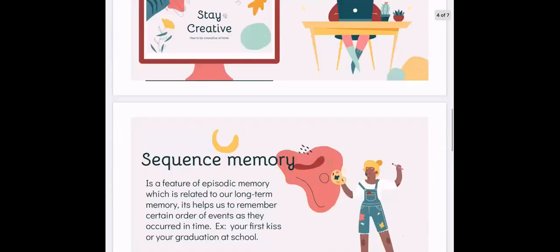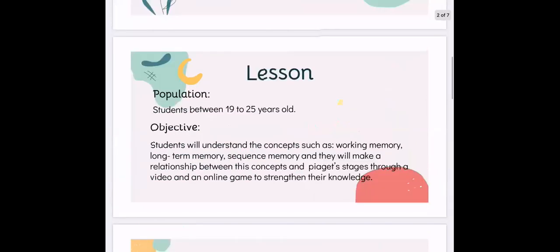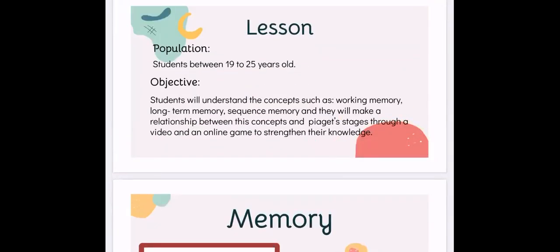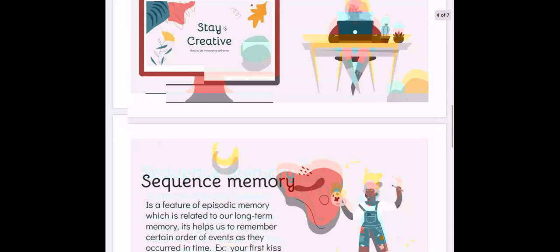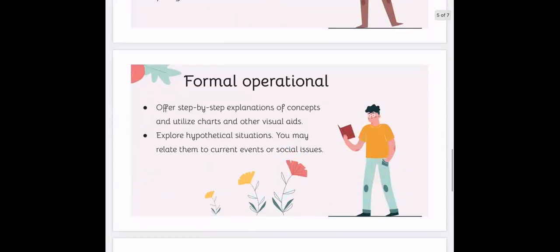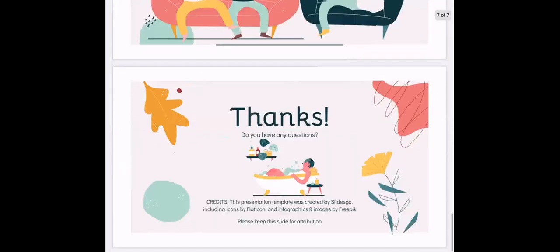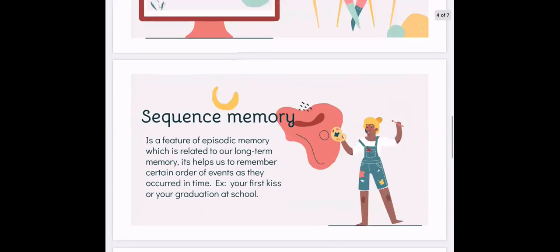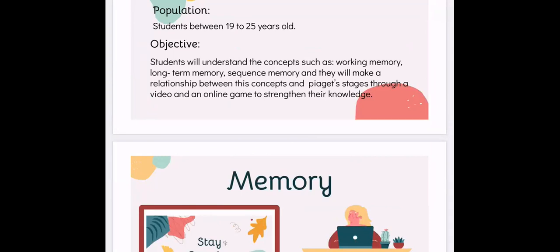I remember the activity, but according to the comments and corrections, how can you conclude this activity for giving you a grade? Okay, teacher. First, the lesson is like the population, the students are between 19 to 25 years old. Our objective is that the students will understand concepts like working memory, long-term memory, and sequence memory that is referred to the activity. And through these concepts, they will understand Piaget's stages. And through the video, they will understand more concepts.